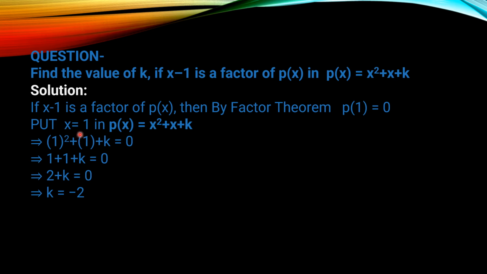So put x = 1 in p(x) = x² + x + k and equate to 0. Left hand side, 1² + 1 + k. 1² is 1, 1 + 1 + k, 2 + k = 0, and k is finally −2. This is the answer, k is −2. So this is an application of the factor theorem.